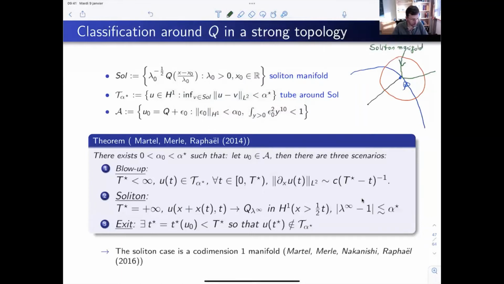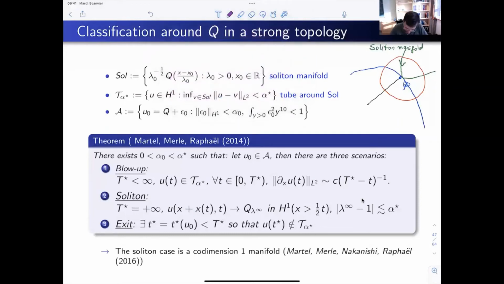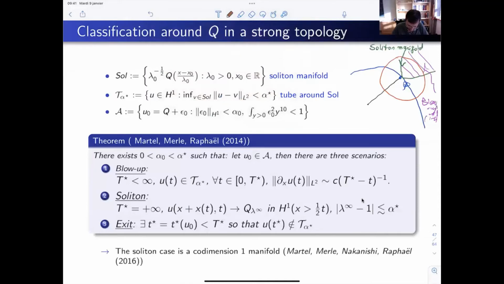Okay, very good. So then, if I am inside, let's say here, I have blowup, and then the rate is T star minus T to the -1. Then if I am, maybe I use this color, outside, it's exit. All these parts here, it's exit.